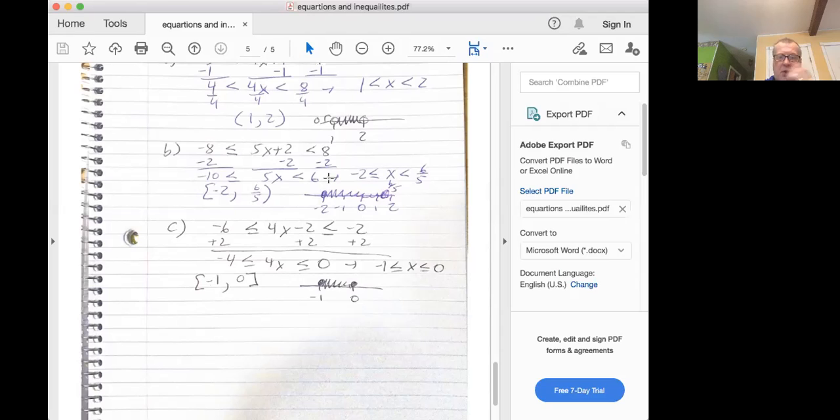And just like before, we'll divide everything by 5, just like we did the minus 2. We subtracted 2 from everything, and we'll divide everything by 5. So minus 10 over 5 is minus 2, and 6 over 5 is 6 over 5. And so we're closed at minus 2, open at 6 over 5. Again, there's our number line solution.